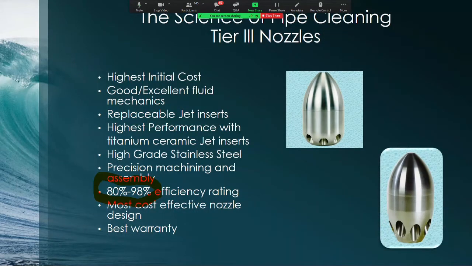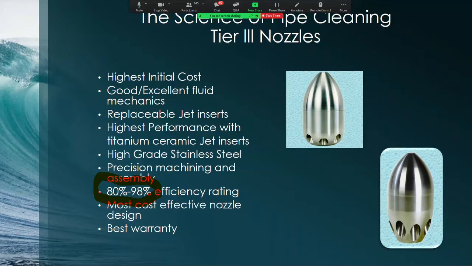When we talk about Tier 3 nozzles, now they're the most expensive versions out there. I can supply you with a Tier 3 nozzle and help you spend $3,000 to $4,000 very, very quickly, which I'm sure everybody appreciates. But at the end of the day, it's what the tool will do for you. So we've got excellent fluid mechanics, and fluid mechanics in these nozzles is the term we use for the way the water gets turned and applied to the job. So it's got replaceable jets, it's got excellent fluid mechanics. The performance is as high as possible. Again, as much as 98% on board sometimes.